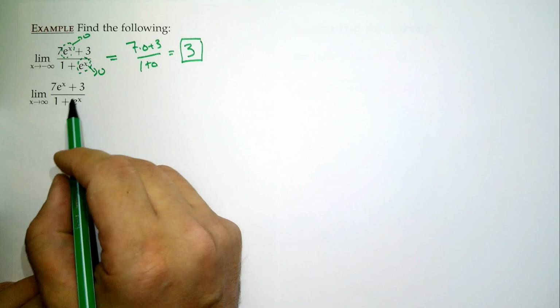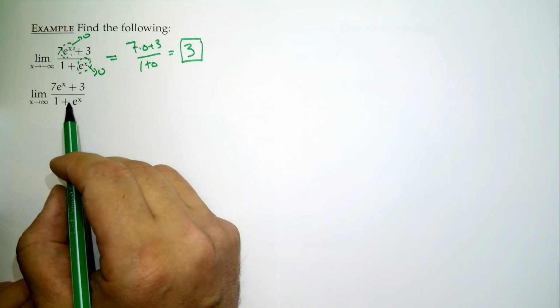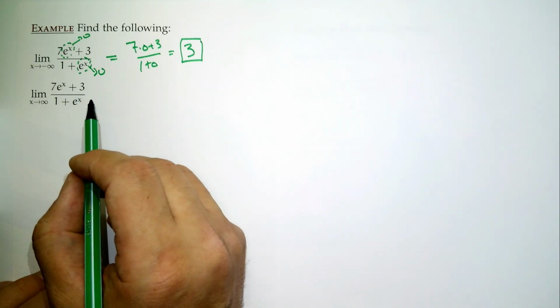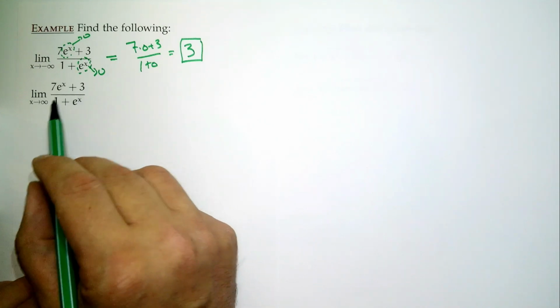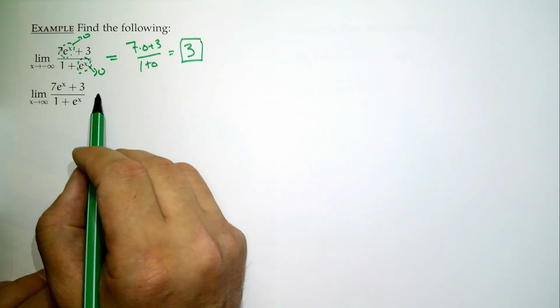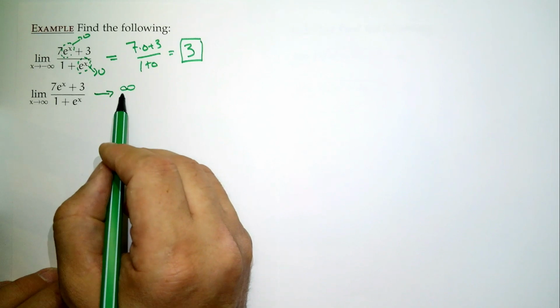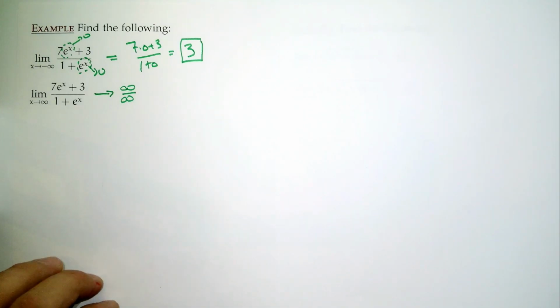e^x as x goes towards infinity. Well, we saw that a few minutes ago. It was getting huge. So the bottom's getting big, the top's getting big. This is going towards infinity over infinity. All right, a classic, more work.